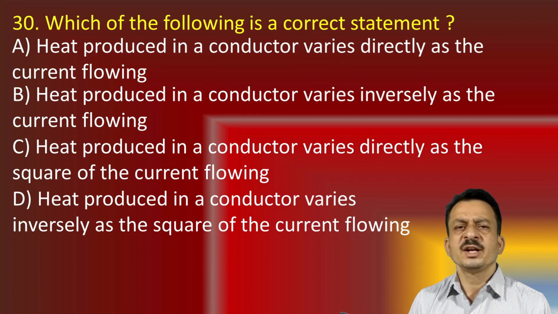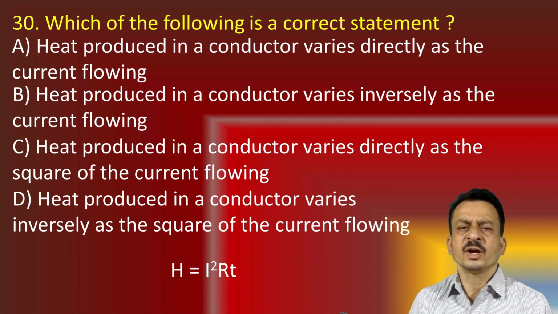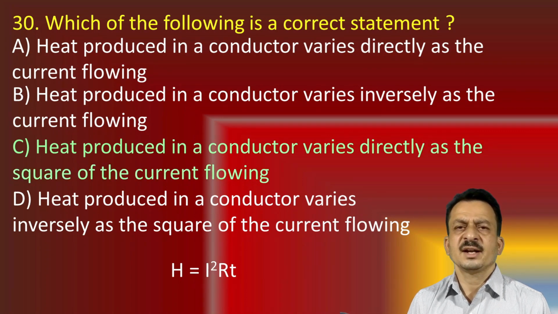We know the expression for heat produced in a conductor of resistance R carrying a current I, that is H is equal to I square R into T, where T is the time for which the current is flowing. So from this simple relation, obviously C is the right answer, that is, heat produced in a conductor varies directly as the square of the current flowing through it. Hence, C is the right answer.